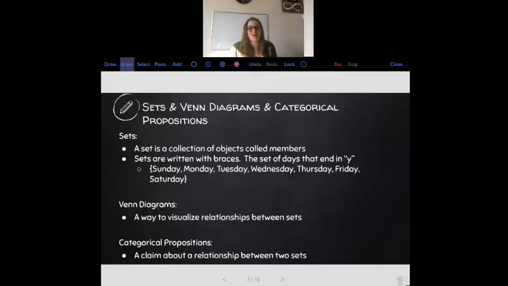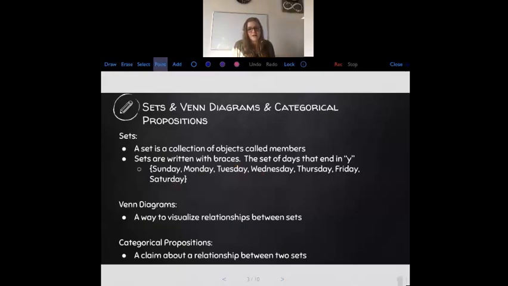So a few terms to know for this lesson. We have sets, Venn diagrams, and categorical propositions. Sets are a collection of objects called members. Sets are written with braces. So if we have the set of days that end in Y, we have the braces, and then we have Sunday, Monday, Tuesday, Wednesday, Thursday, Friday, Saturday with the closed braces.